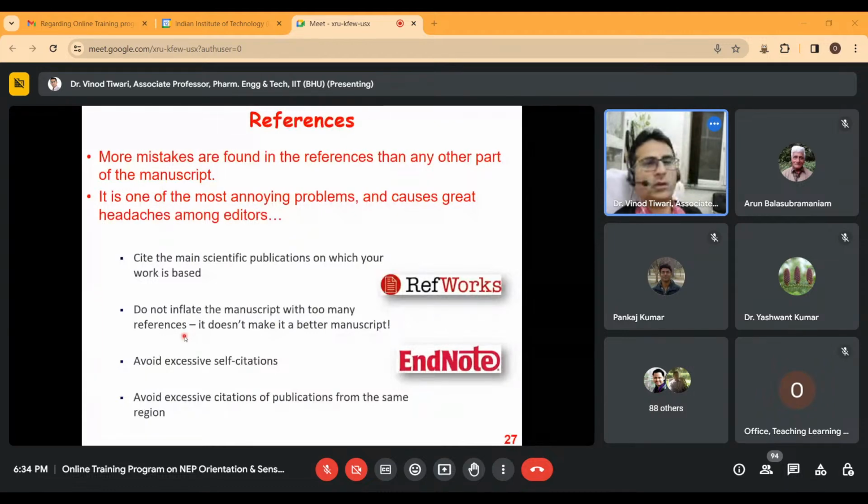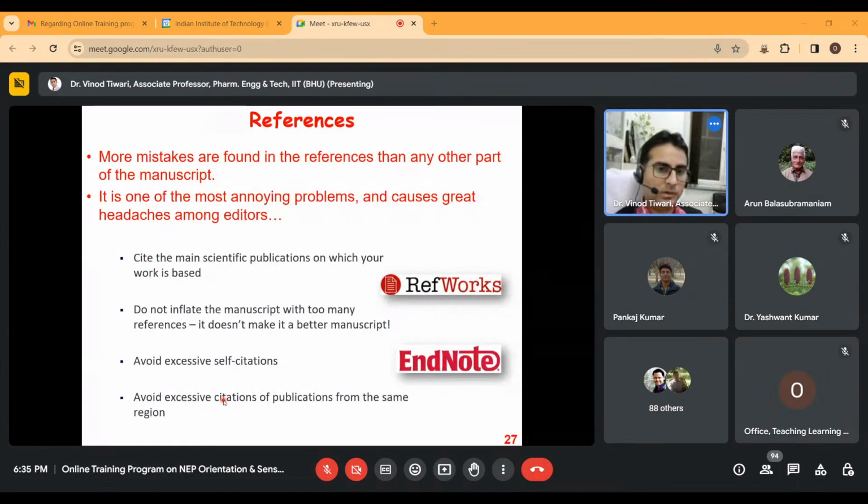Good journals always avoid too many references. They will ask you to stick with only 40 to 50 references if it is a research article. Good research journals will never appreciate more than 50 references. If it's a review article, again it depends. But whether it's a major review or a minor review, the references should not go beyond like 150 or 200.